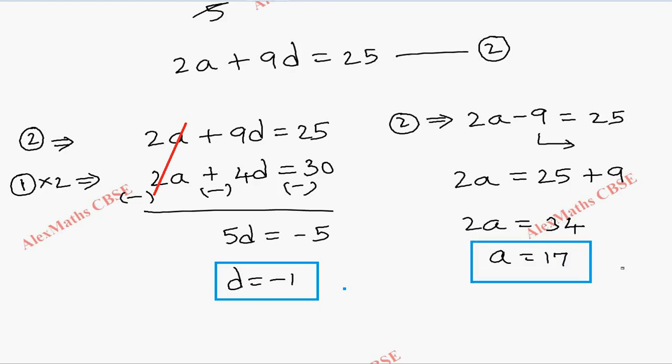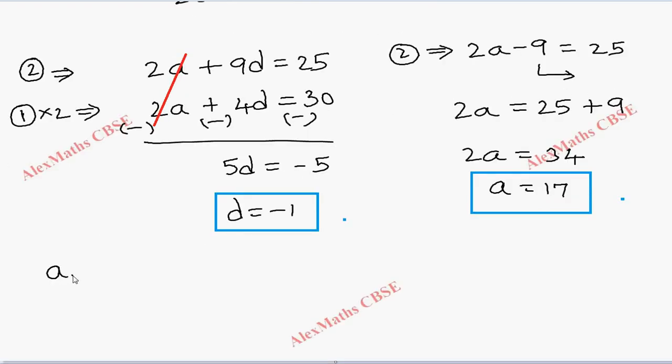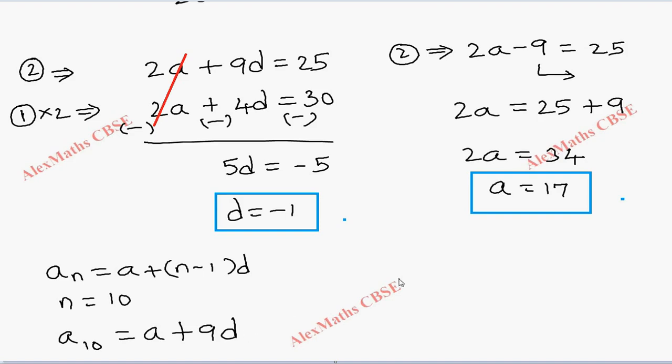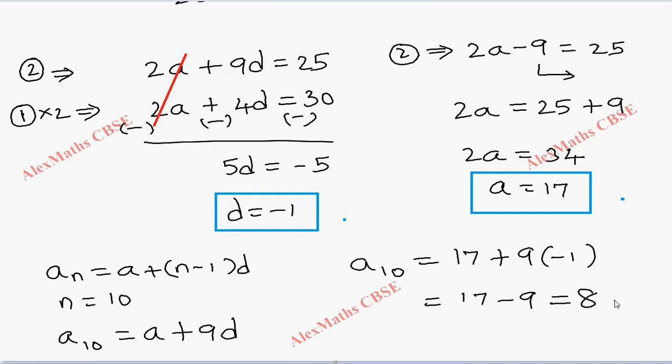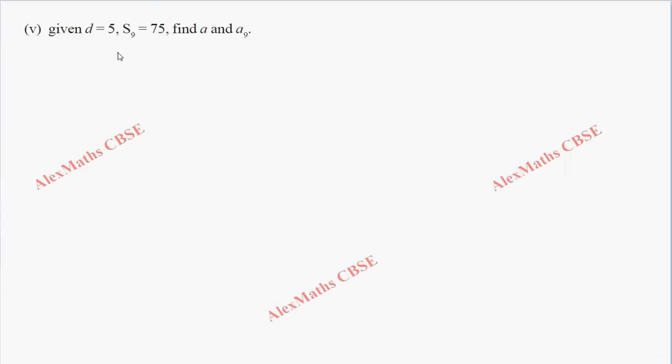Now it is easy to find the value of A10. Let's take the An formula. An equal to A plus n minus 1 into D. If we put n as 10, we get A10 equal to A plus 9D. And A10 we are going to find, and the A value is 17 and 9 into minus 1. So that is 17 minus 9, which is 8. Next is the subdivision. D value is given as 5, S9 is given as 75. We have to find A and A9.